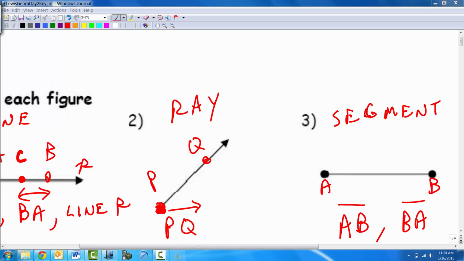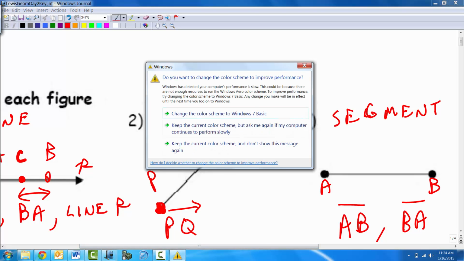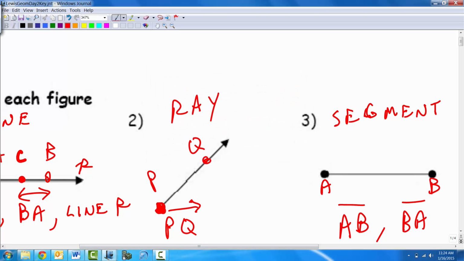A ray has an endpoint. Think of a ray gun. Starting here, here is the gun. And then, okay, hold on. I don't know what that came up for, but technology again.